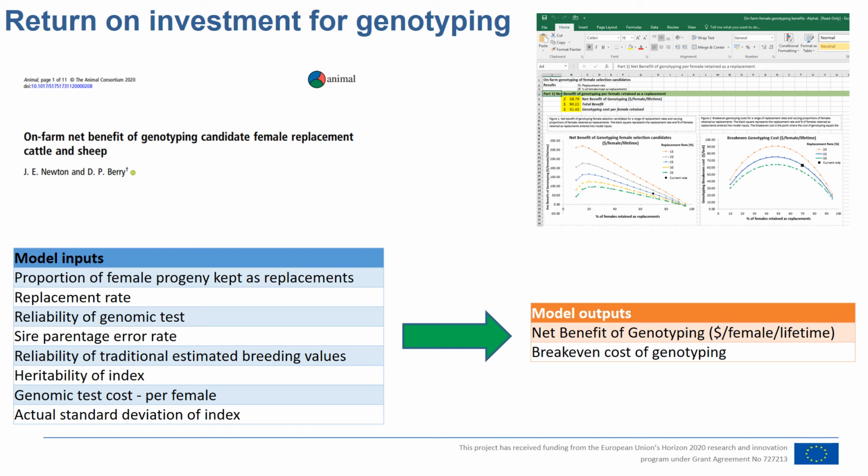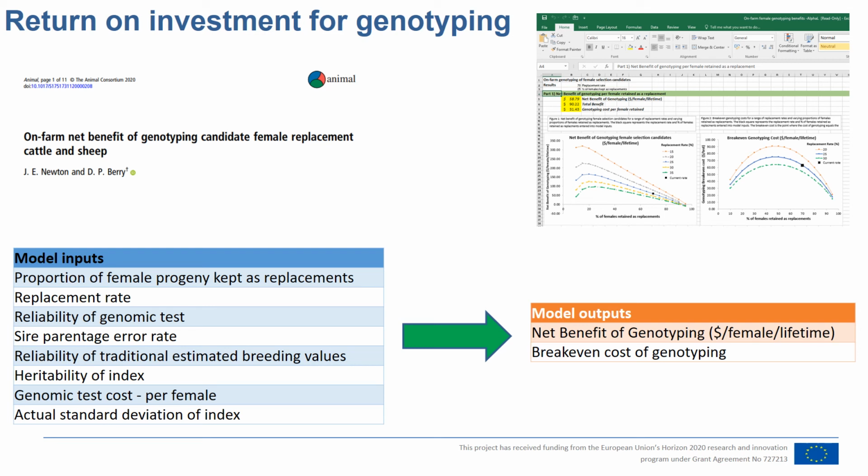So really simple parameters that are required for input. As I said, it's pretty simple. It's Excel based, and the model output that you get from running it is the net benefit of genotyping on a per female per lifetime basis. That takes cognizant of the genomic test cost that has been inputted.